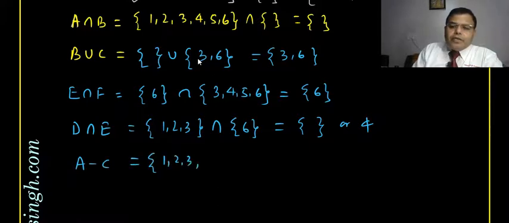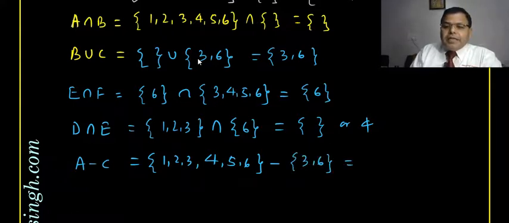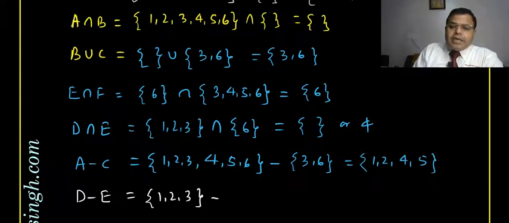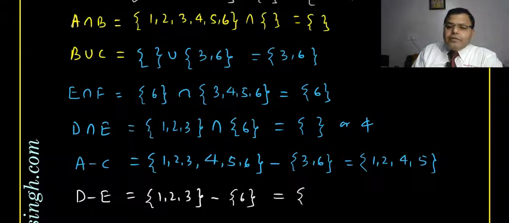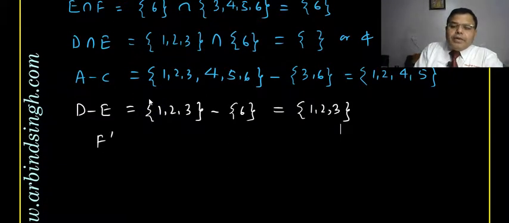A is 1, 2, 3, 4, 5, 6 minus C. C is a multiple of 3, that is 3 and 6. So if I remove 3 and 6 out of it, what will be left? 1, 2, 4, 5. That will be the answer for A minus C. The next one is D minus E. D is nothing else but 1, 2, 3, and E is 6. So 6 cannot be taken out from it, so it will remain 1, 2, 3 itself. Right? D minus E. Next, E intersection F complement. So what is F complement?